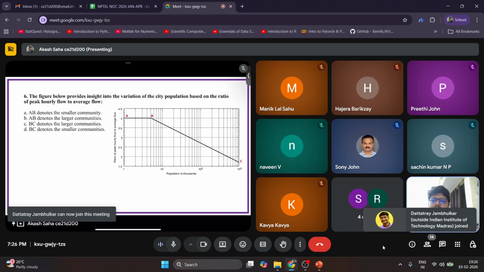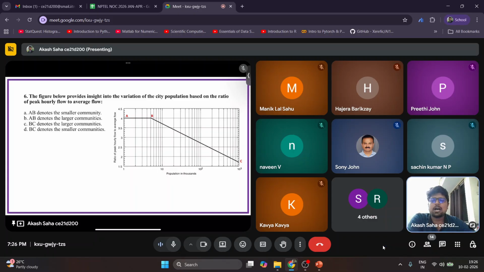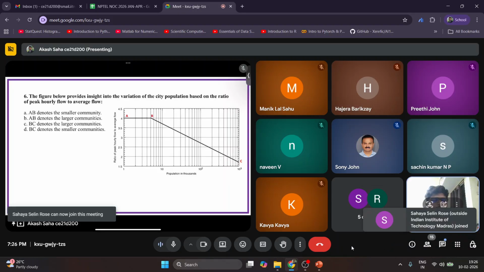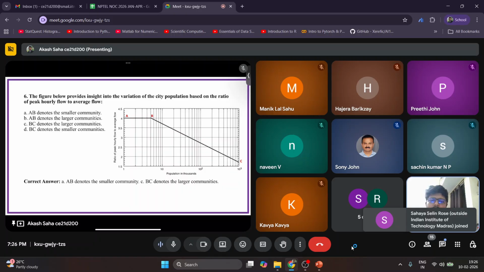Here we can see that for AB, the ratio of hourly flow to average flow is higher. If the ratio is higher, the population would be lower, because generally we say that for lower population the peak hourly flow is generally higher. That's why AB denotes a smaller community and BC denotes a larger community.